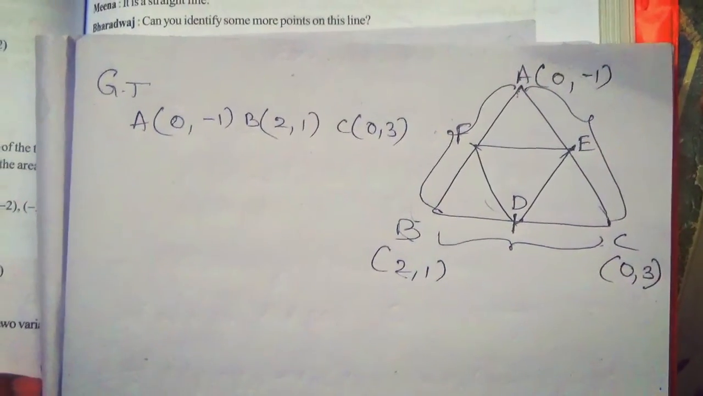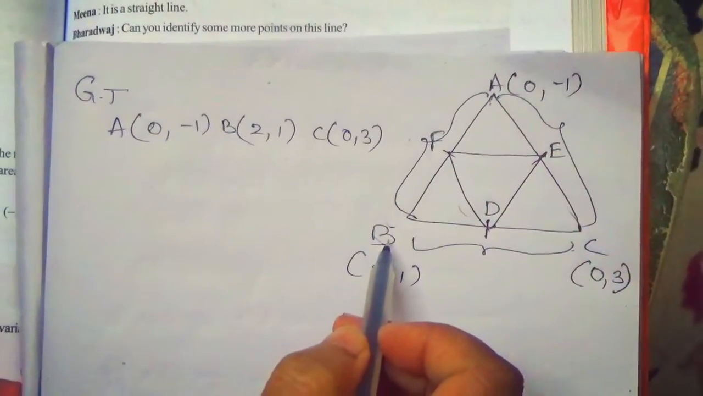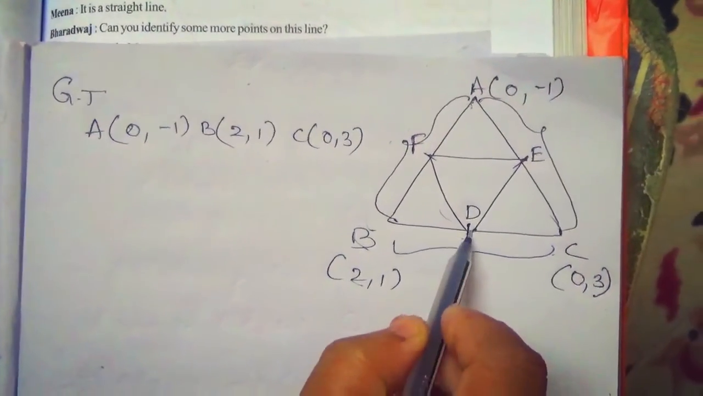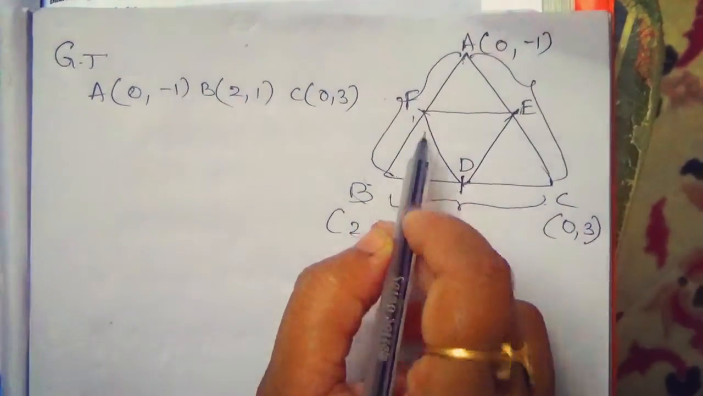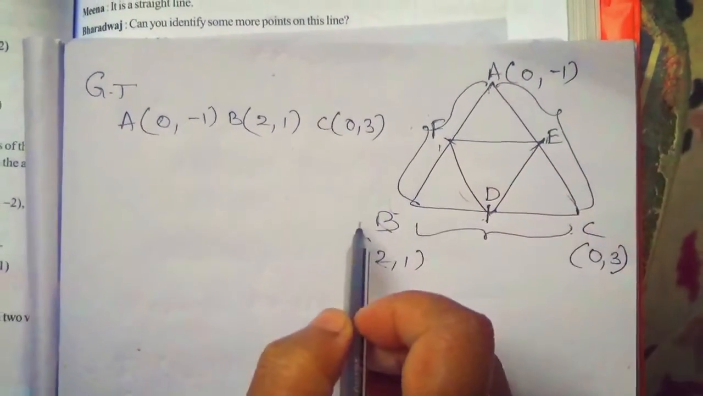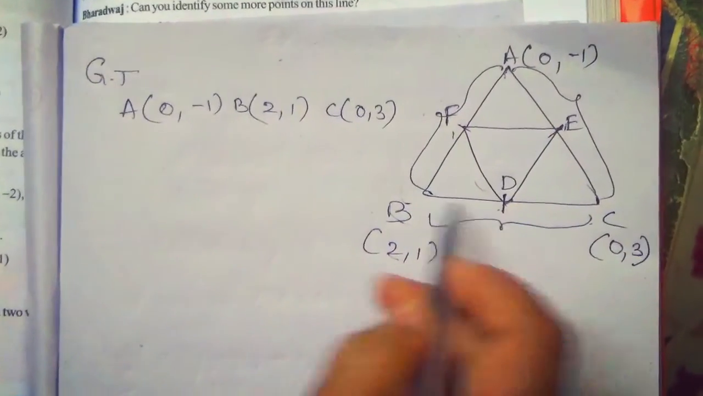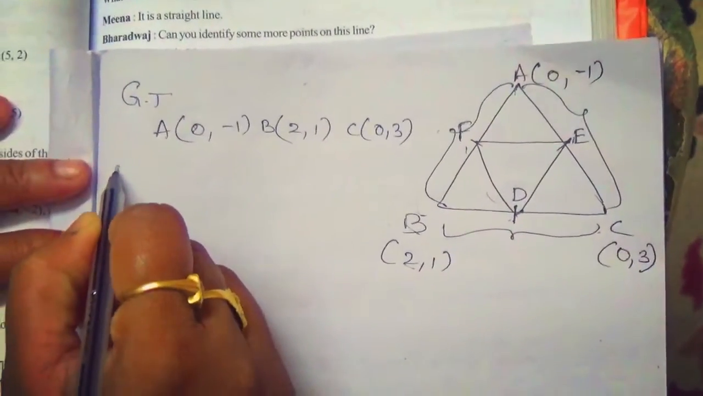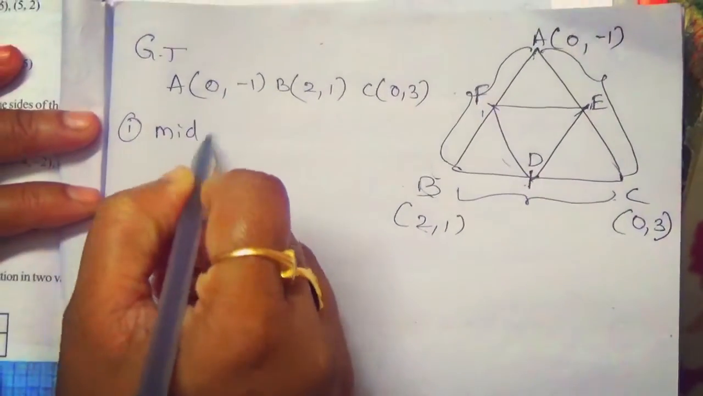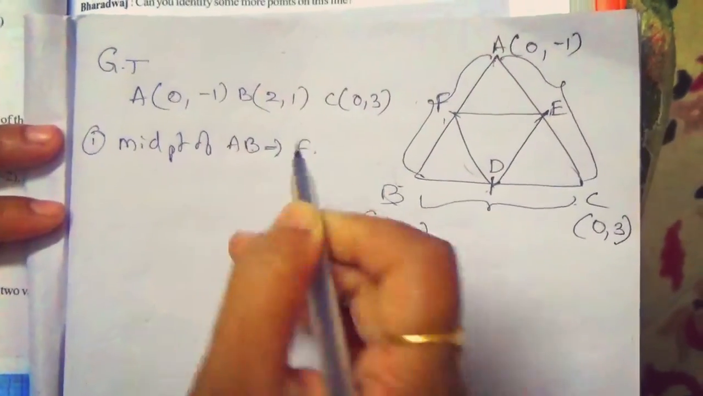First of all, we have to find the midpoints of BC, AC and AB, then only we will get these midpoints, that is D, E, F. After that we have to find the area of this big triangle and the area of the triangle formed with the midpoints. First, I want the midpoint of AB. That is F I am taking.